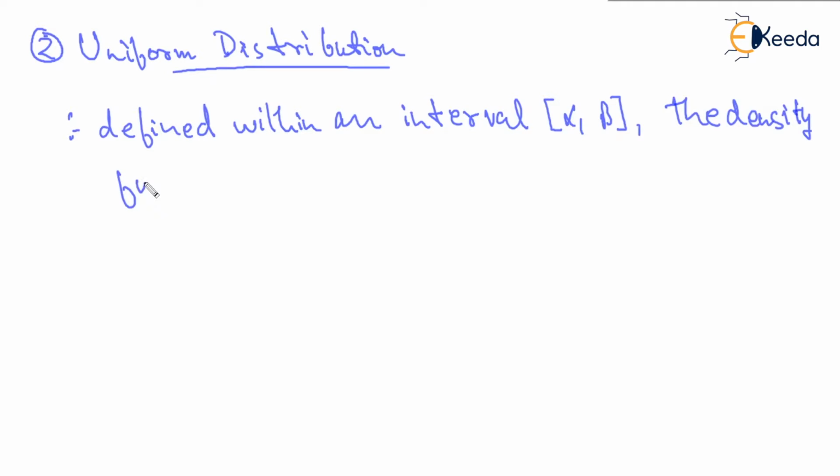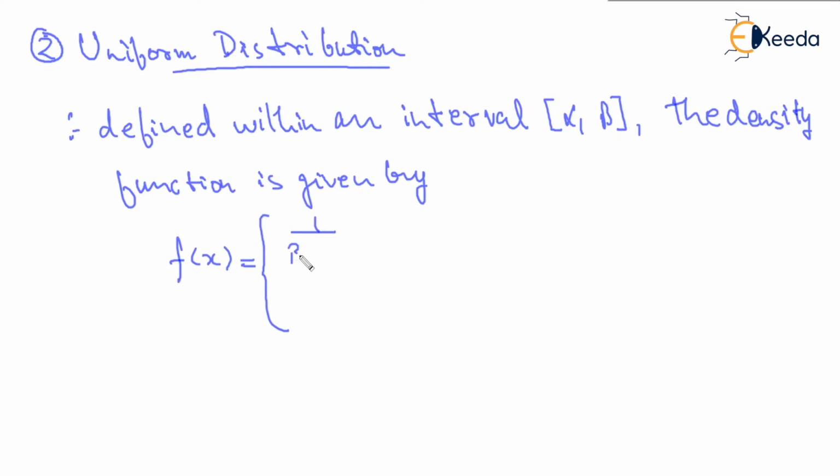The density function is given by f of x is equal to 1 by beta minus alpha if x is within this range, and it is 0 otherwise. So we can see it is uniformly distributed.